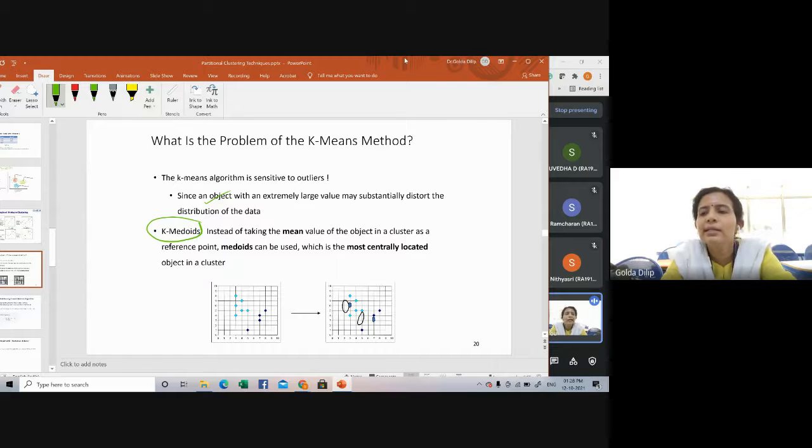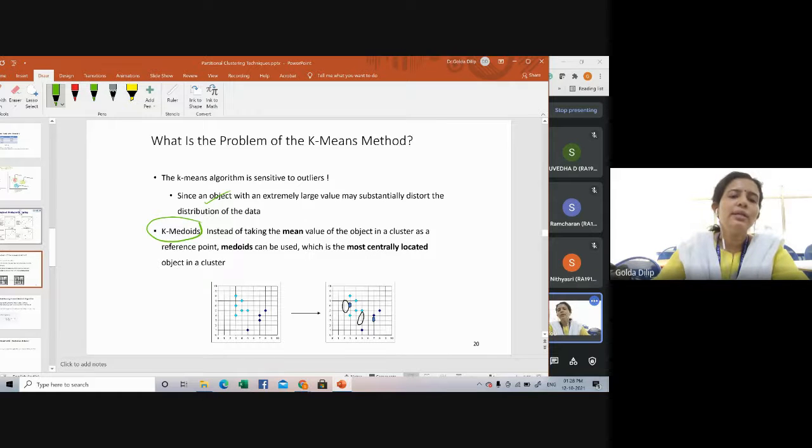Okay, and hence you can get incorrect clustering if the data has outliers, because the other points will move away from it. So that's one of the disadvantages of k-means clustering.